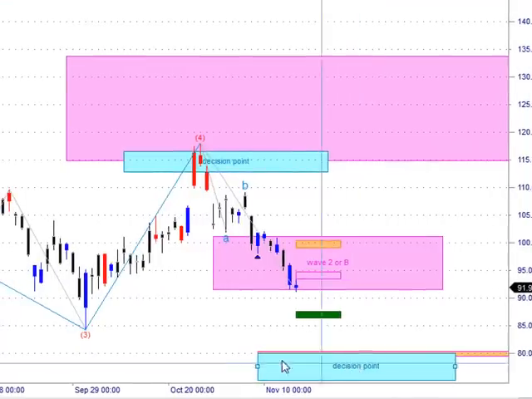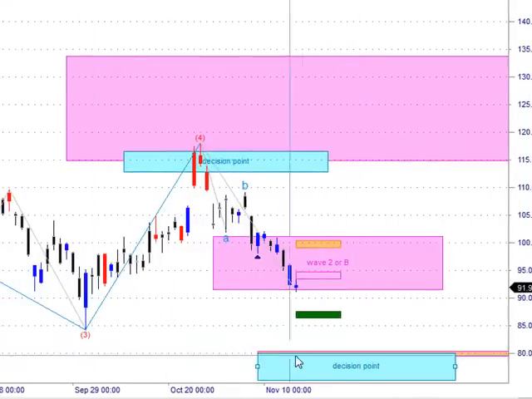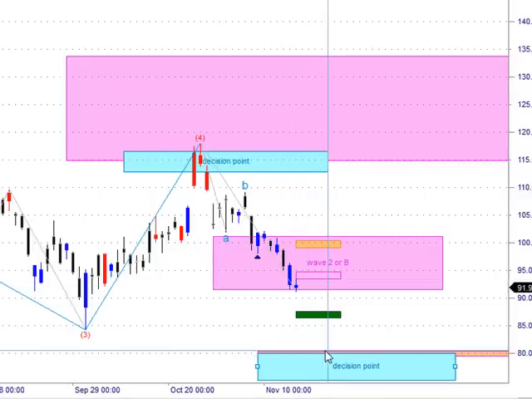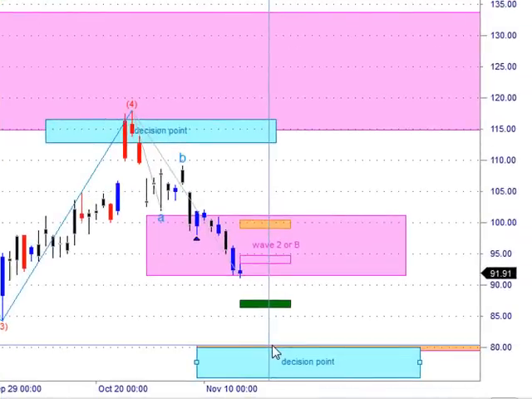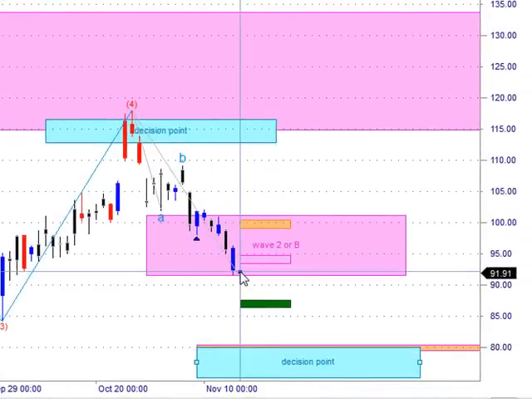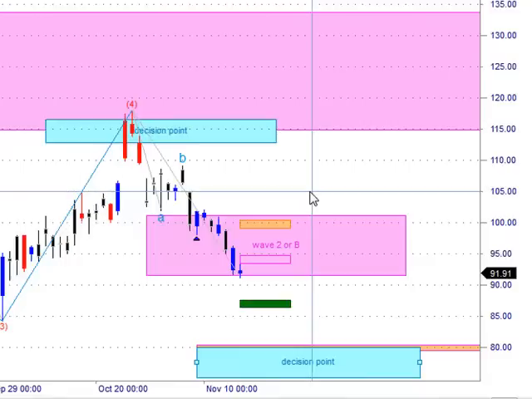You've also got a major DP support there off the wave 3 swing low, so in conjunction with the wave 5, minimum wave 5. So if this area gives way, we're probably going to see around $80 in Goldman, 80.50 area. If this holds, then we should get a bounce off this area.